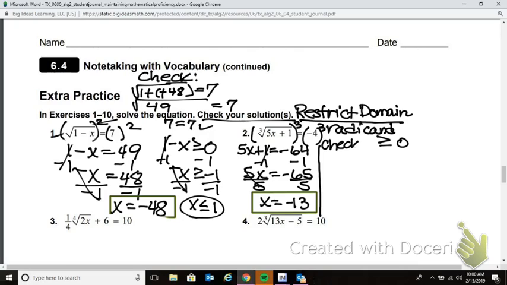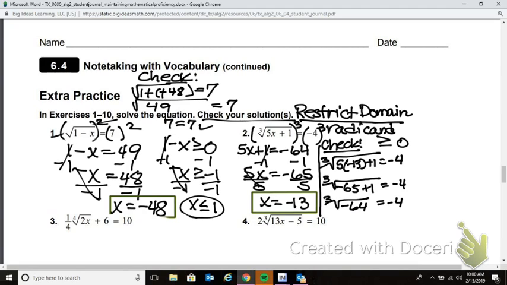So we'll check here. Cube root of 5 times negative 13 plus 1 equals negative 4. Simplify under the radical. 5 times negative 13 is negative 65, plus 1, and then we still have a negative 4 on the right. Negative 65 plus 1 is negative 64. Simplify the left side. The cube root of negative 64 is negative 4. So you end up with a true statement. So that solution checks.